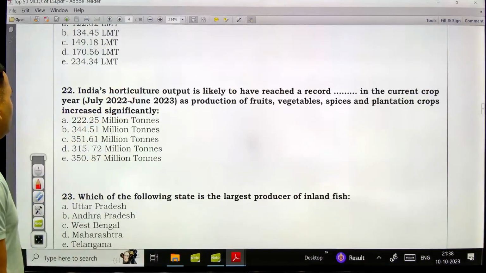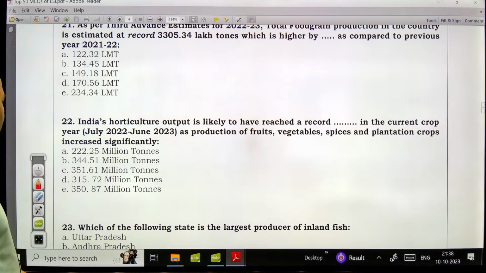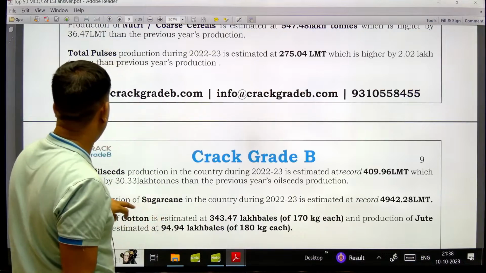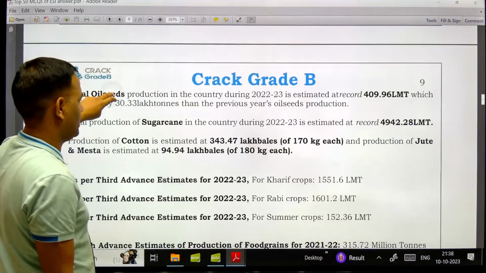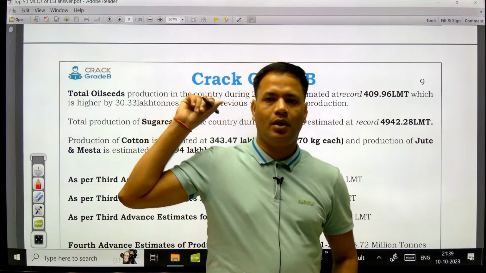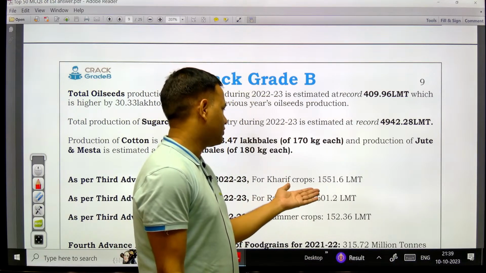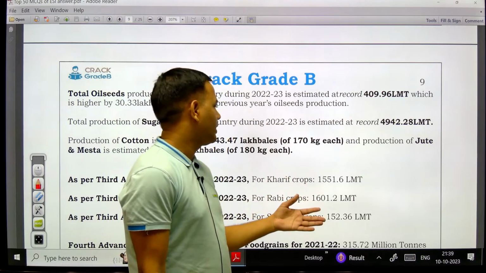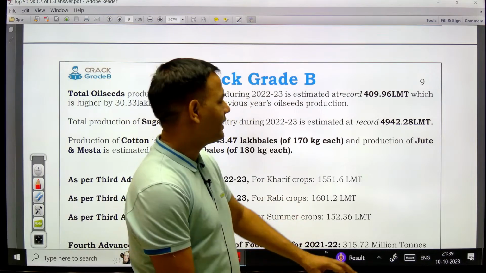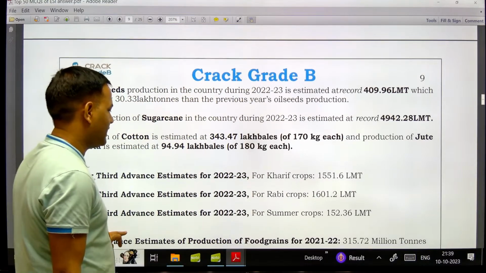Next question, and one more thing they can ask in this question, the 21st question, I will tell you to read that one also. The Kharif and Rabi breakup is also given in that PDF which is released by the ministry. So they can also ask this question, what was the Kharif crop food production, and the Rabi crop they can ask. So this data is also important because they are changing the pattern of the question.